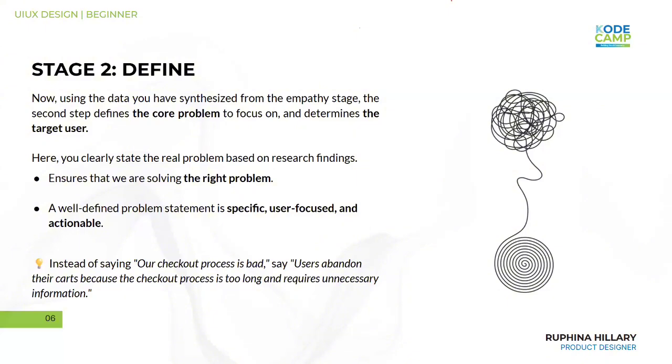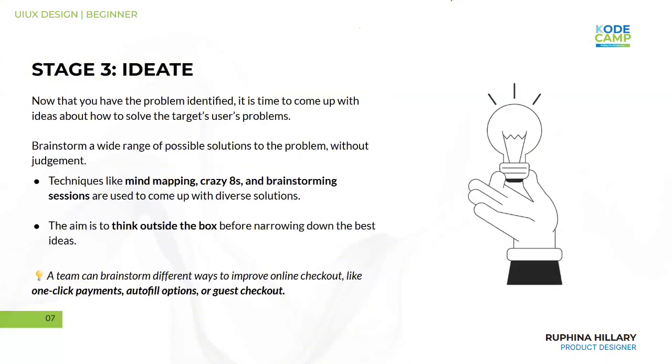So the next stage now is the ideate stage. I feel like everybody should be very familiar with this now because I've said a lot on it. Now that we have identified the problem, it's time to come up with ideas about how to solve that problem. In the course of this program, we are going to talk about different ways to ideate, different ways to generate ideas, techniques like mind mapping, crazy eight, brainstorming sessions, which are used to come up with diverse solutions. So the aim is to think outside the box before narrowing down the best ideas.